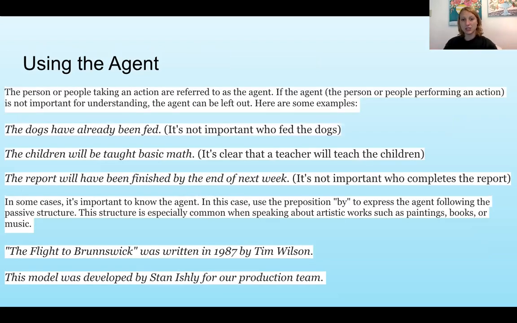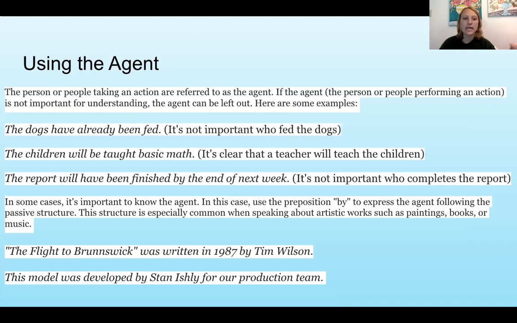Okay, and using the agent, okay? The person or people taking action are referred to as the agent. If the agent, the person or people performing an action, is not important for understanding, the agent can be left out, and that is when you are using the passive. So, the dogs have already been fed. It's not important who fed the dogs. The children will be taught basic math. It's clear that a teacher will teach the children basic math. The report will be finished by the end of next week. It is not important who completes the form or the report.